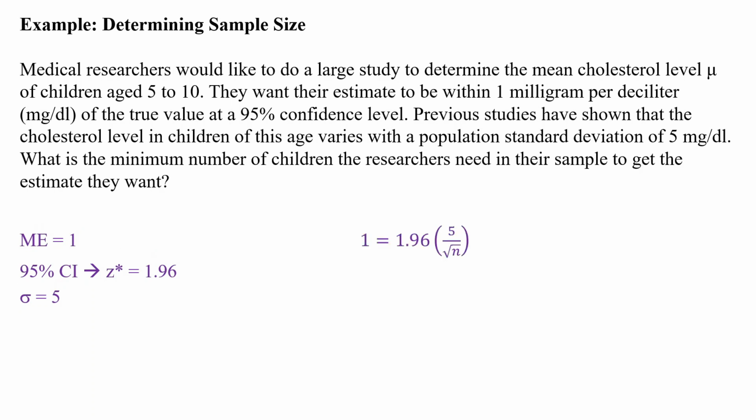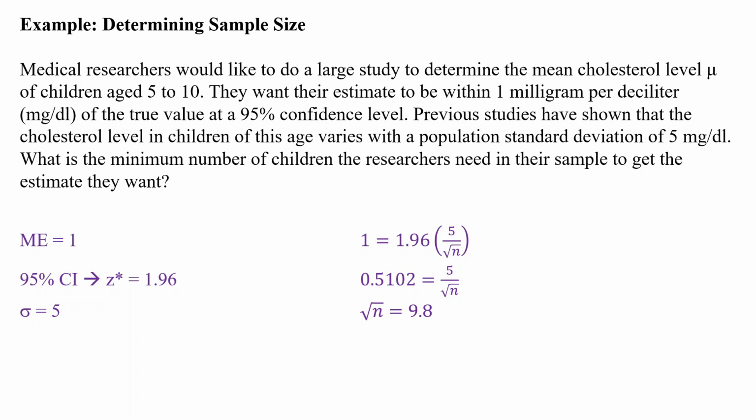Our formula was written above, but if you want to write it down in the problem again, here are those values put into the formula so that we can solve for n. Now it's just an algebra problem. We divide both sides by 1.96, and then we take 5 divided by 0.5102 and get 9.8. We square both sides and we get n equals 96.04.